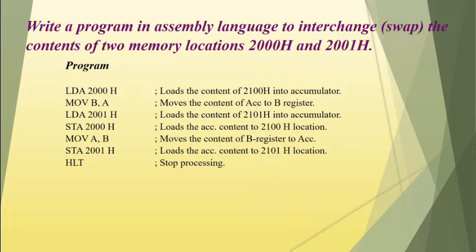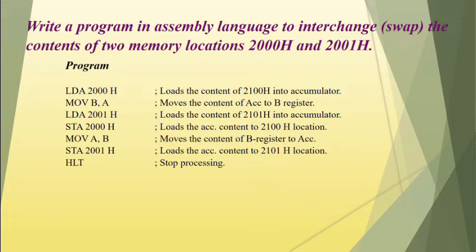Thereafter we have to load the other number into the accumulator from the next memory location, and we have to store that particular number in the previous memory location, and ultimately we have to store the number which we have stored in register B in the first memory location. So this is how the contents of the memory locations 2000H and 2001H are swapped or interchanged.